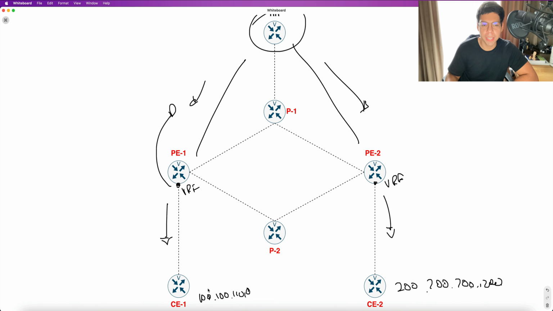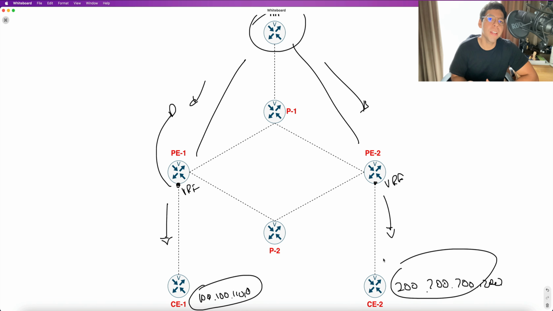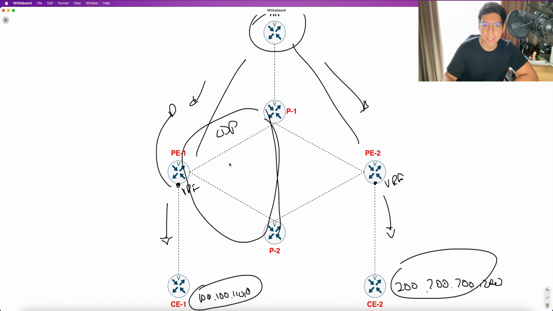So I will do an extended ping from C1 to C2. The ping will fail because in my current scenario I have this split domain that I talked to you about. We have LDP based here, I have segment routing based here, and I don't have the mapping server configured yet.